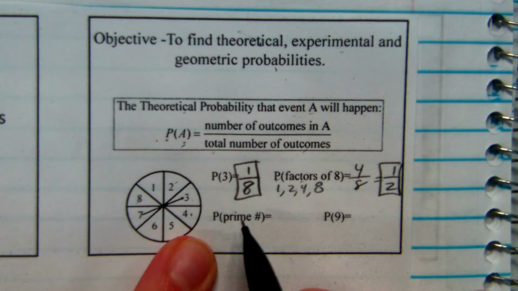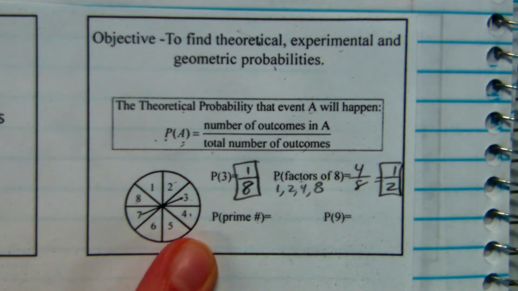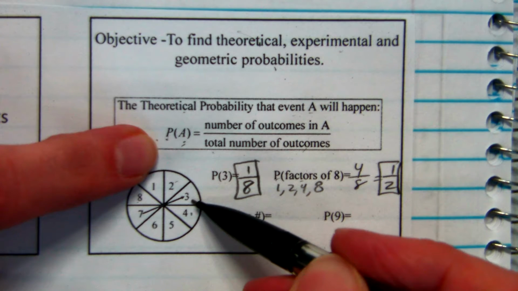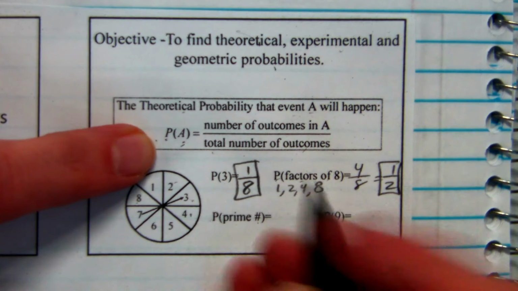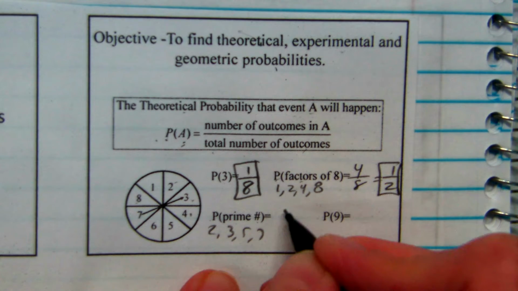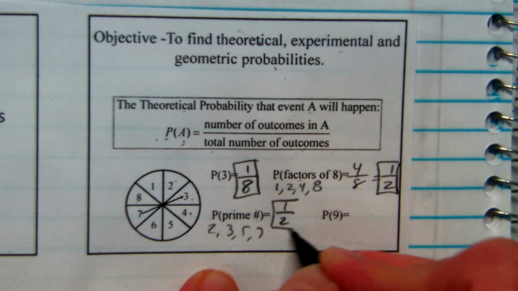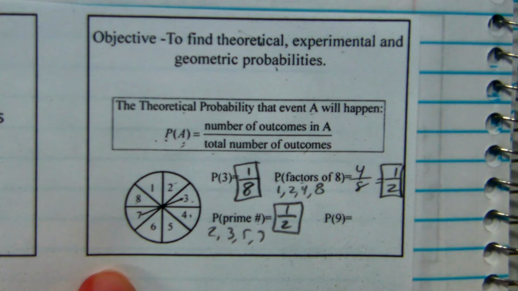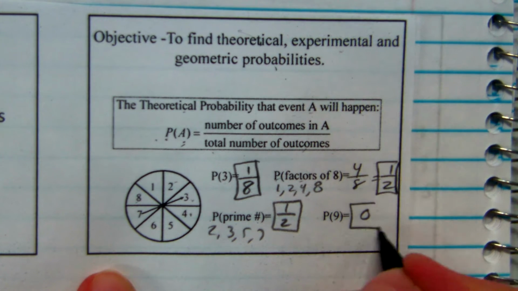Okay, so the probability of getting a prime number. By the way, number 1 is not prime. Right. 2 is prime. 3 is prime. What else? 5 and 7. So we have 2, 3, 5, 7. So that's also 4 out of 8, which reduces to 1/2. What's the probability of getting a 9 on this spinner? 0, because there are no 9s.